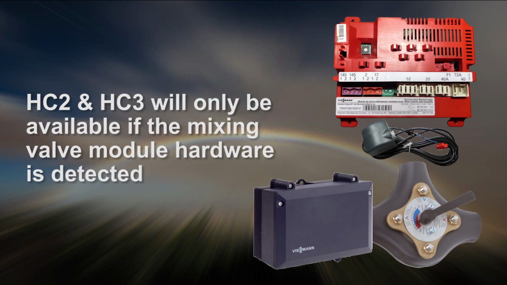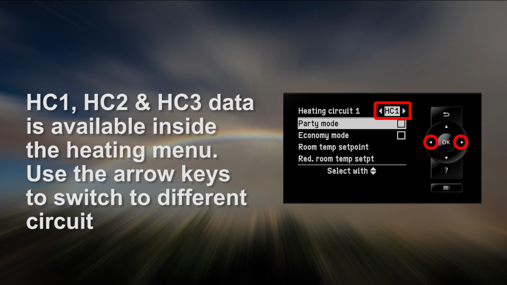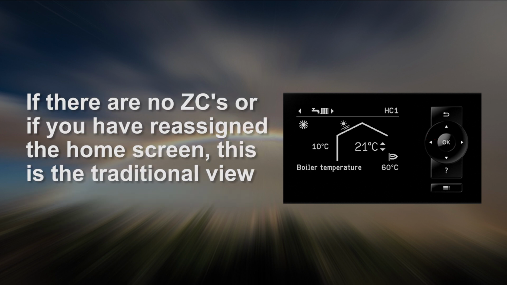Heating circuit 2 and heating circuit 3 will only be available if the mixing valve module hardware is detected. Heating circuit 1, heating circuit 2, and heating circuit 3 data is available inside the heating menu. Use the arrow keys to switch to a different circuit. If there are no zone circuits or if you have reassigned the home screen, this is the traditional view.